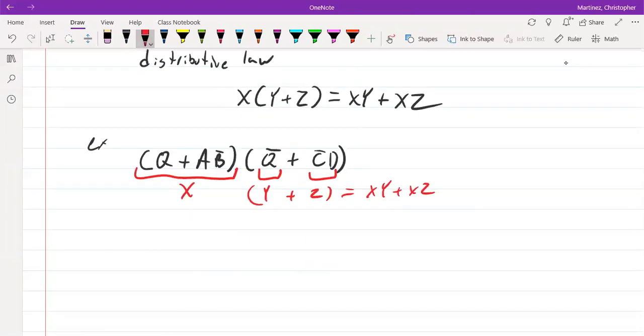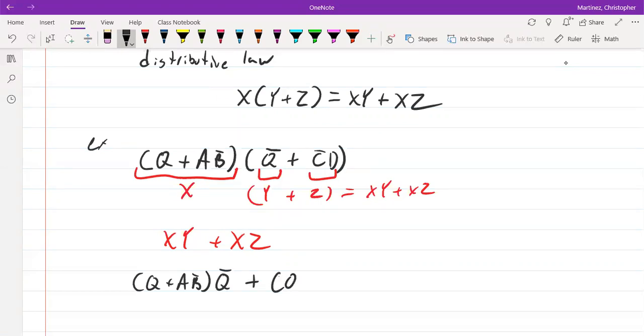I have these terms. I am looking for xy or xz, and then I'm going to substitute back in. So let me substitute back in. My x is q plus ab bar. My y was q bar, ANDed with, again, q plus ab bar. And the z is c bar d.